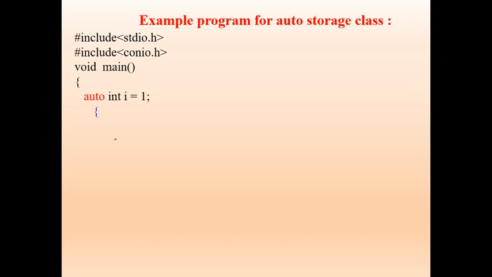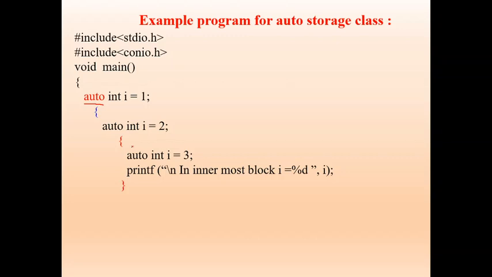Here I have used the keyword auto: auto int i equals 1. Normally, even if you give int i equals 1, it will be considered as auto, because the default storage class is auto. Next, within another block I am declaring auto int i equals 2, and auto int i equals 3. You see here.